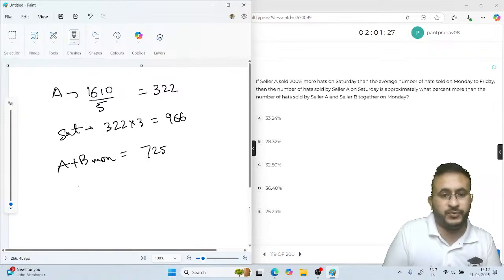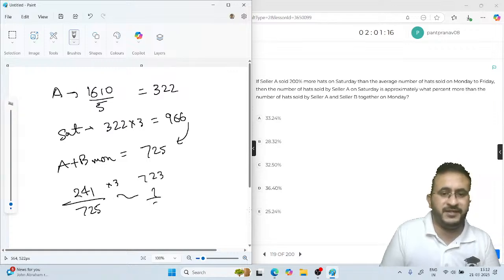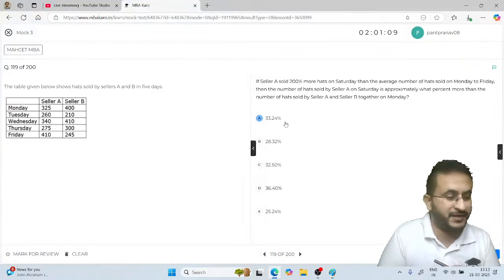725, it is saying how much more. So this is 241 more upon 725. Now if you multiply 241 by 3, that will be 723. So this number is roughly one third. So you can say which is 33.33%, right? Very close to 33.33%. That will be our answer.